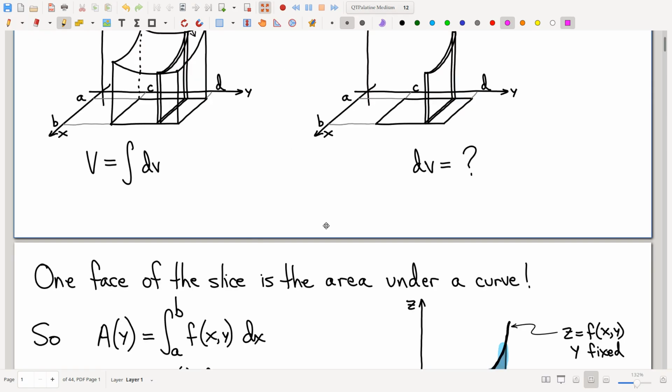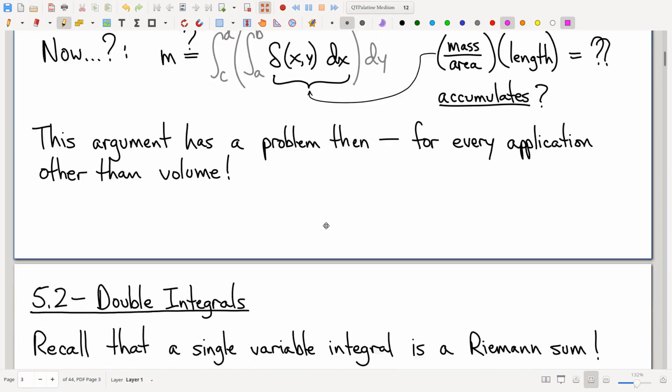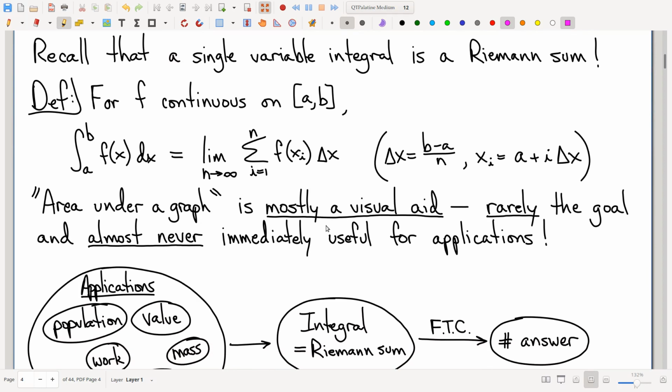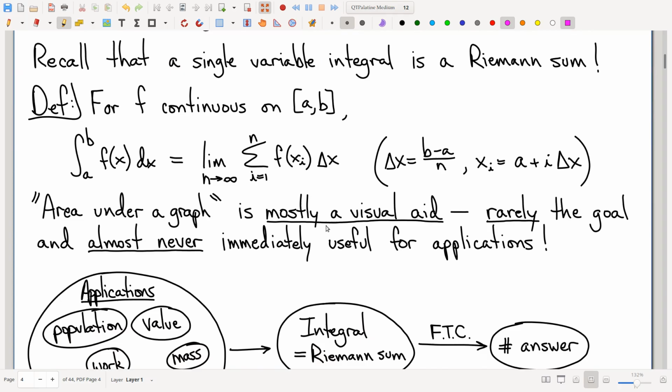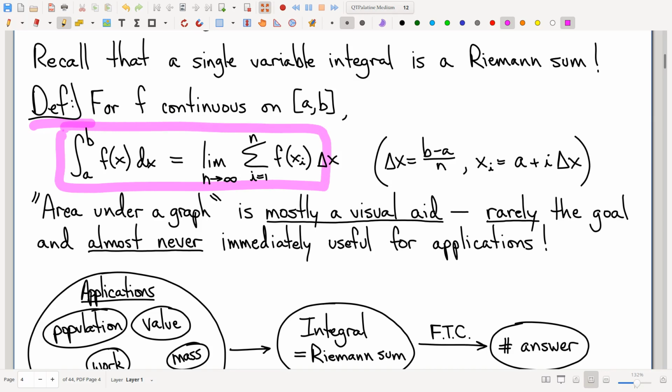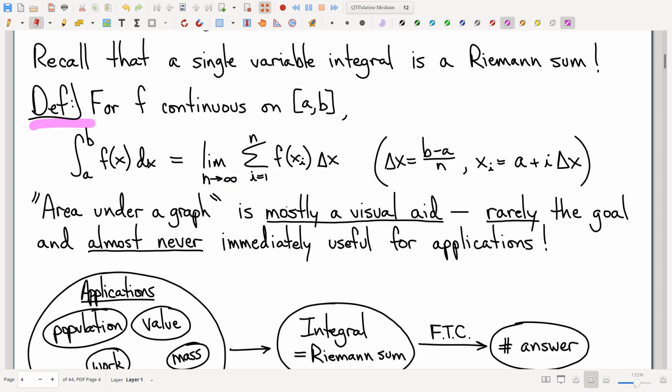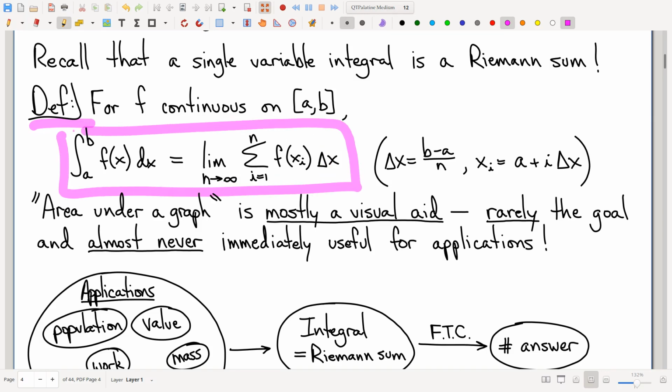So here's what we really should be thinking in terms of. We should be thinking in terms of generalizing not our favorite crutch example of a single variable integral. We should be thinking in terms of generalizing the definition of an integral. If you look at how an integral is defined as a Riemann sum.